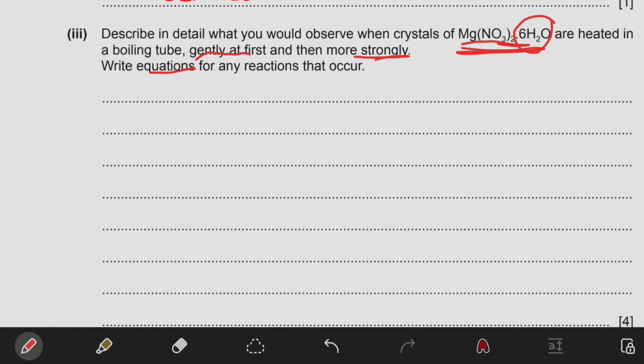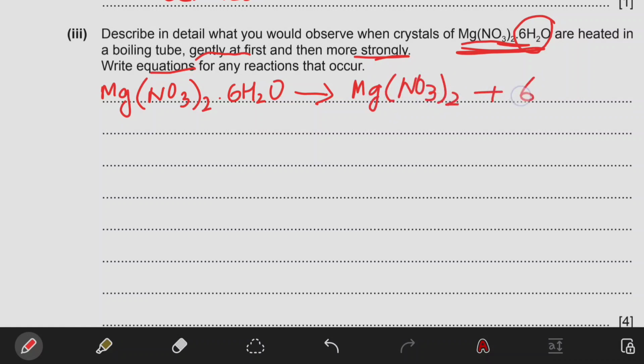So you can say the solid dissolves. Why? Let's write the equation first. So this is when the heating is gentle. This would give magnesium nitrate and 6 molecules of water, right? So what do you see? As you see here, magnesium nitrate is being formed, which is soluble. So you can write a point that solid dissolves.